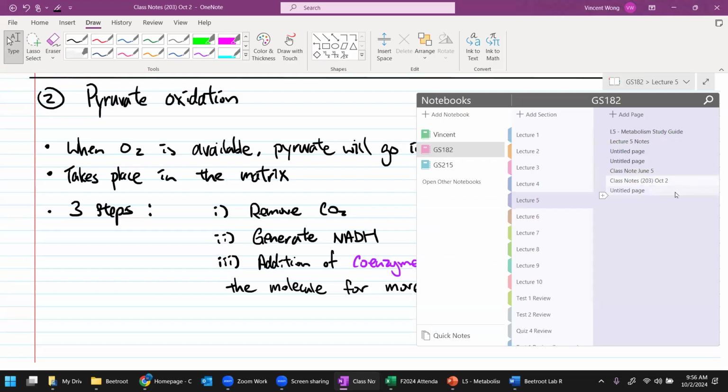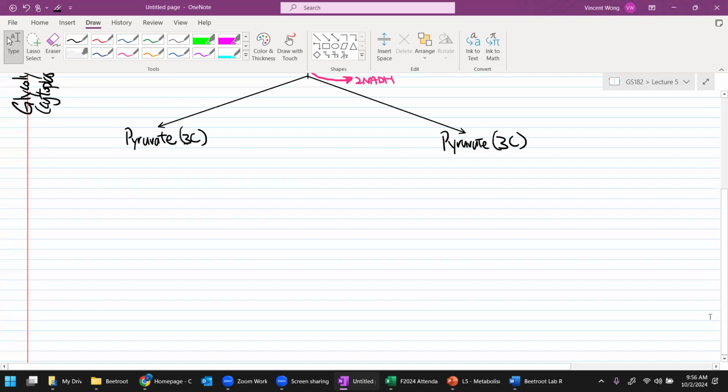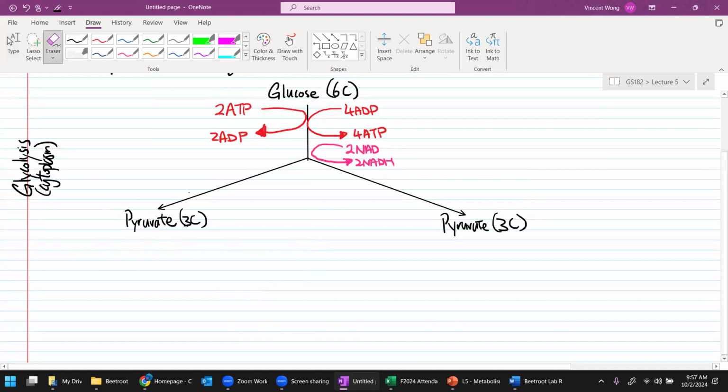Okay, let's go to the summary next. So here is a potentially confusing part. In the notes I just wrote, I said, produce carbon dioxide, produce NADH, but that is for one pyruvate. Remember, we get two pyruvate from each of the glucose. So from the glucose, each of the pyruvate will undergo those three steps. So we will have, first of all, let's use a different color for carbon dioxide. You're going to remove carbon dioxide.